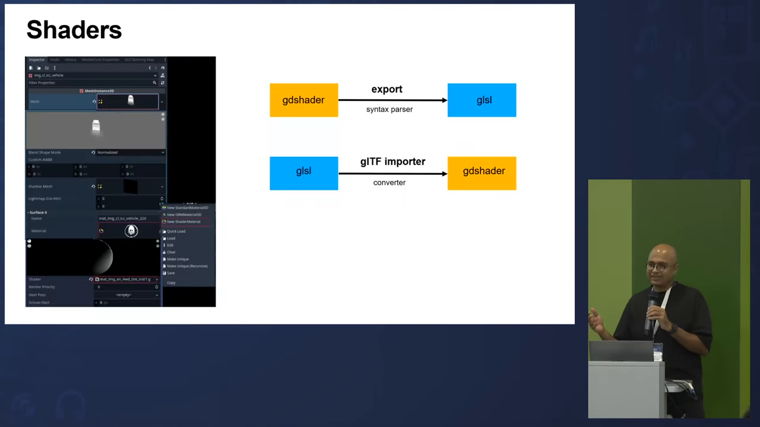Tricky parts. So when we import GLTF, we have custom shaders in GLSL. This had to be converted to GD shader. So we wrote a custom importer to convert it to GD shader. And once it's converted, then again export it back into GLSL. So we tried to get GLSL running directly. This was a kind of Herculean task, so we kept it aside and then moved on.